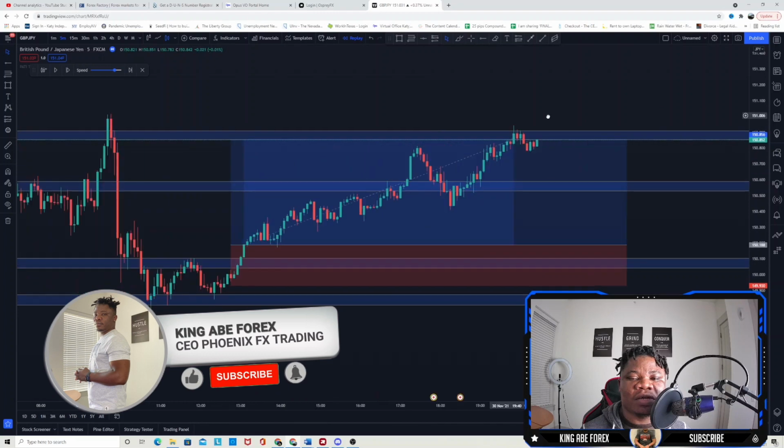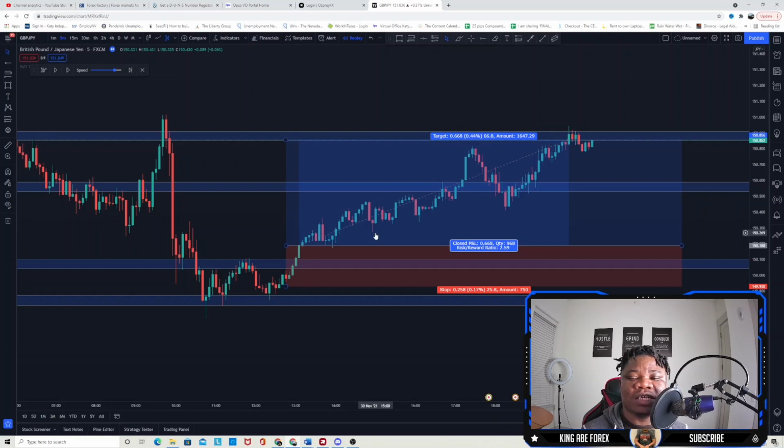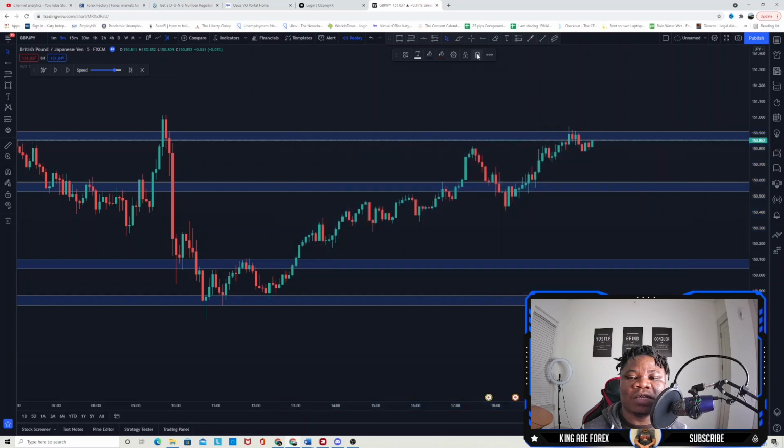And remember, when you're scalping, always remember to move your stop loss to entry price, and you keep trailing your stop loss from there. So once we hit our first take profit, we just move our stop loss to entry price. Let me show you how you can do that real quick. So now we have our first take profit zone right over here.